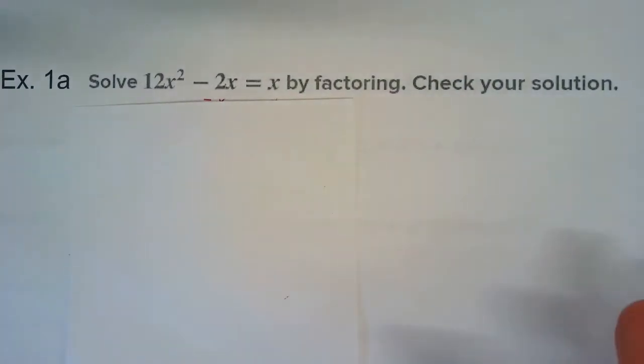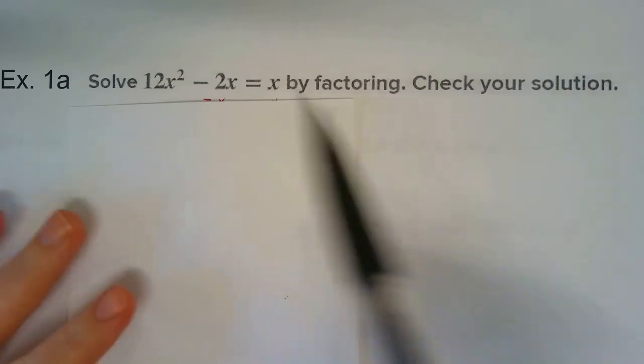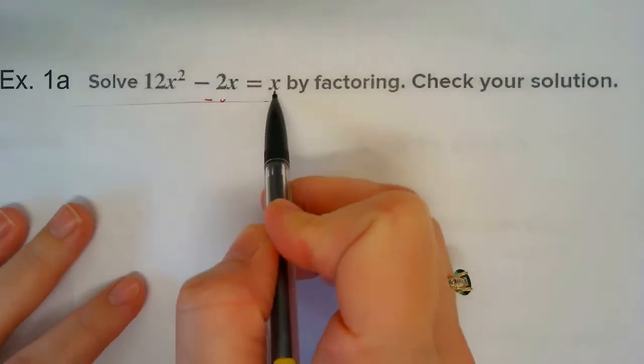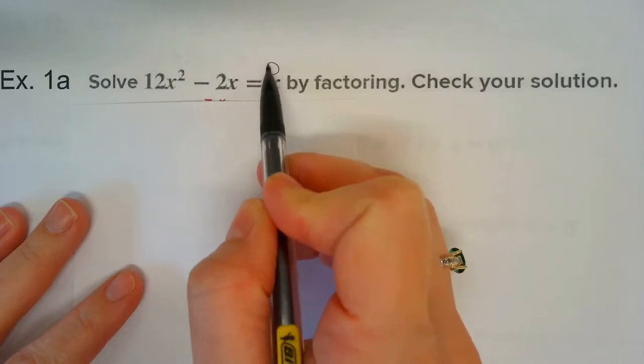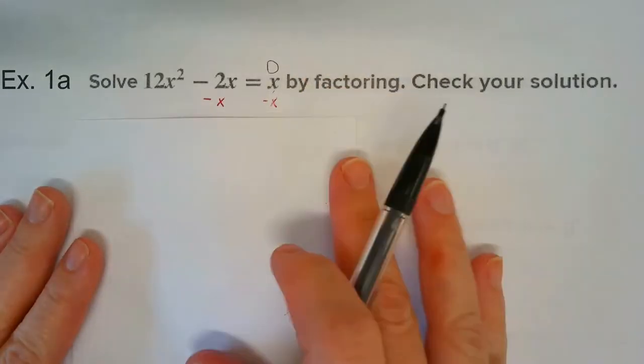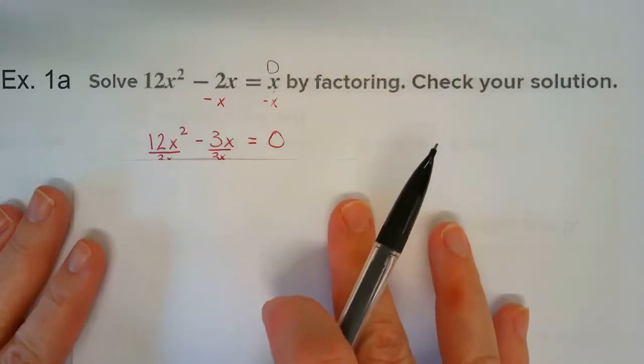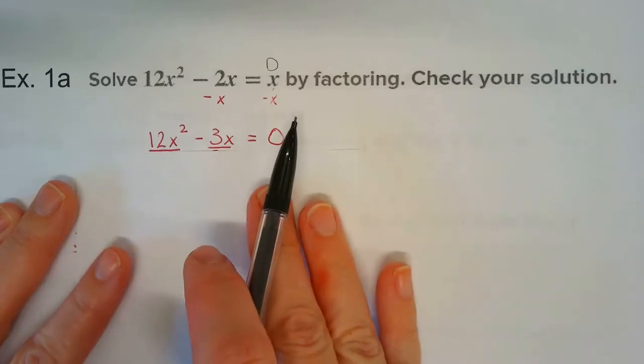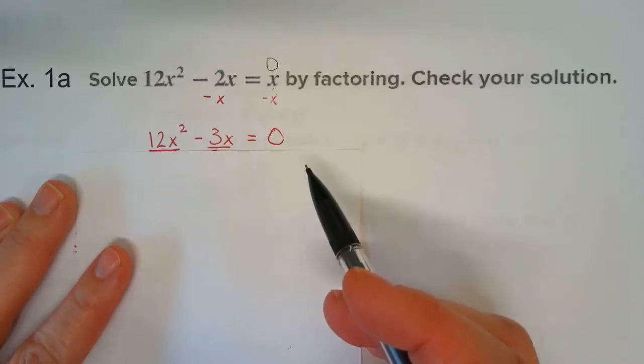So in this first one, it gives us 12x squared minus 2x equals x. Just like before, you want to get everything on one side so it's always equal to 0. So I'm going to minus my x from both sides. When I do that, I would get 12x squared minus 3x equals 0.